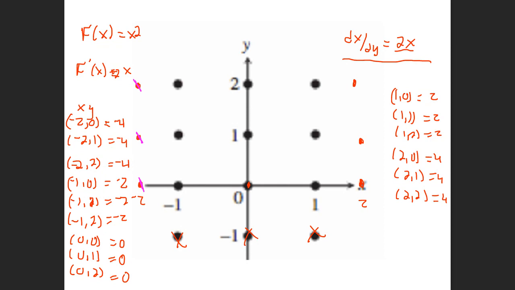So here at negative 1, it's negative 2 slope. So that doesn't go down as quickly. So negative 2 slope would look something like this. At 0, 1, and 2, it's 0 slope. At 1, I've got positive 2 slope. At 2, my slope is 4.